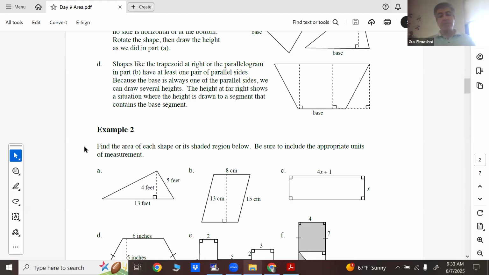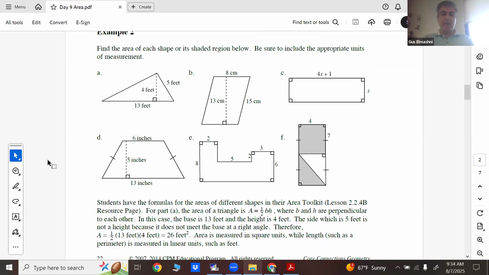Yeah, as long as you have a perpendicular segment, that's all that matters, right? And you just draw it to one of the parallel sides. So that's a trapezoid. We see those heights there. So that's pretty simple. So now let's talk about area, how to actually find these. I'm going to give you guys some formulas to work through.